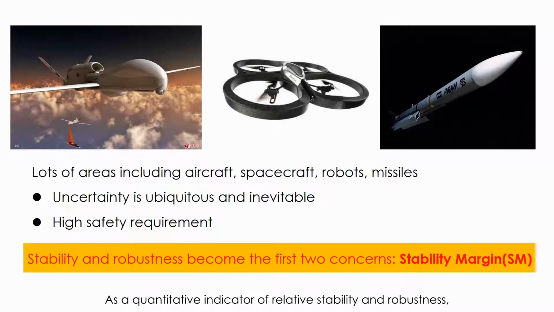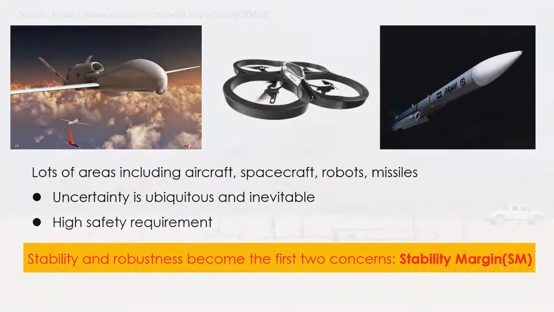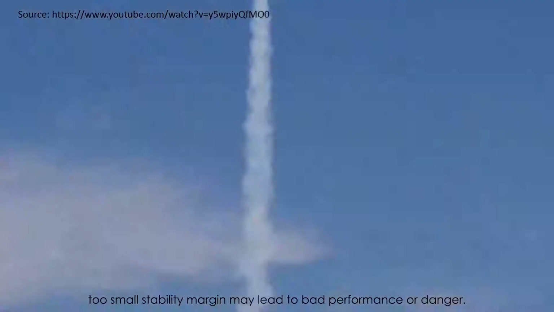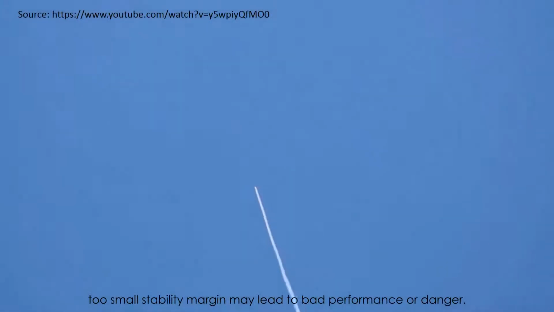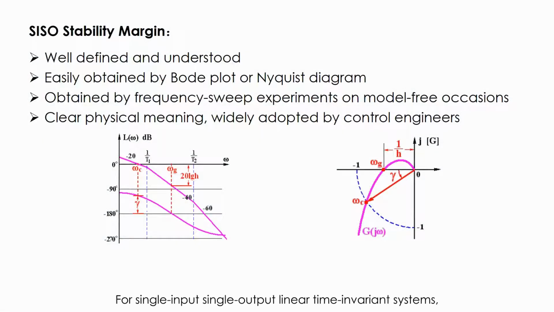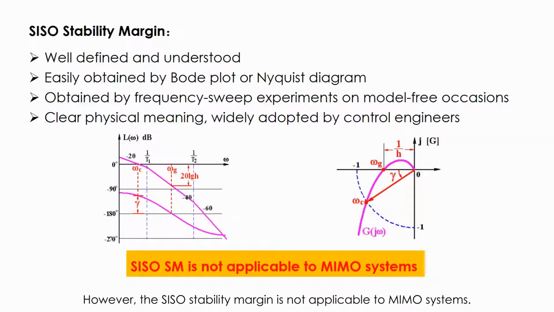As a quantitative indicator of relative stability and robustness, the stability margin is widely used in control engineering. The stability margin is important. Too small stability margin may lead to bad performance or danger. For single input single output linear time invariant systems, the classic stability margin is well defined and understood. It has many advantages. However, the SISO stability margin is not applicable to MIMO systems.